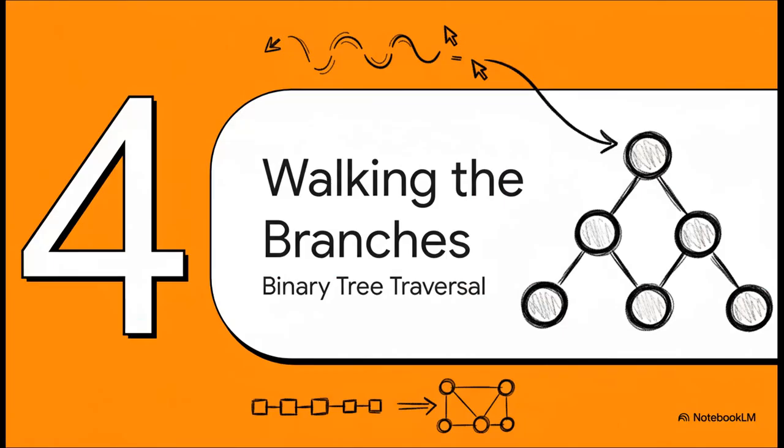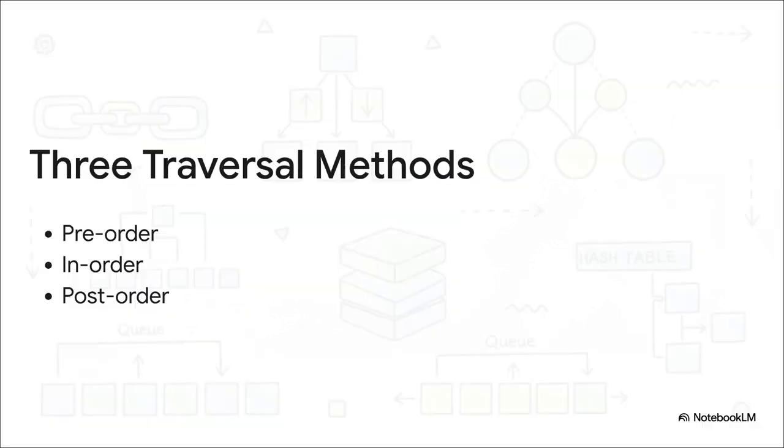All right, let's graduate from a simple chain to something with a little more structure, a branching hierarchy. That's a binary tree. It organizes data in a really useful way, but you have to know how to navigate it, or traverse it, to get anything done. When it comes to visiting every single node in a tree, there are really three main ways to do it. We've got pre-order, in-order, and post-order. And the only real difference between them is when you decide to visit the root node compared to its children.